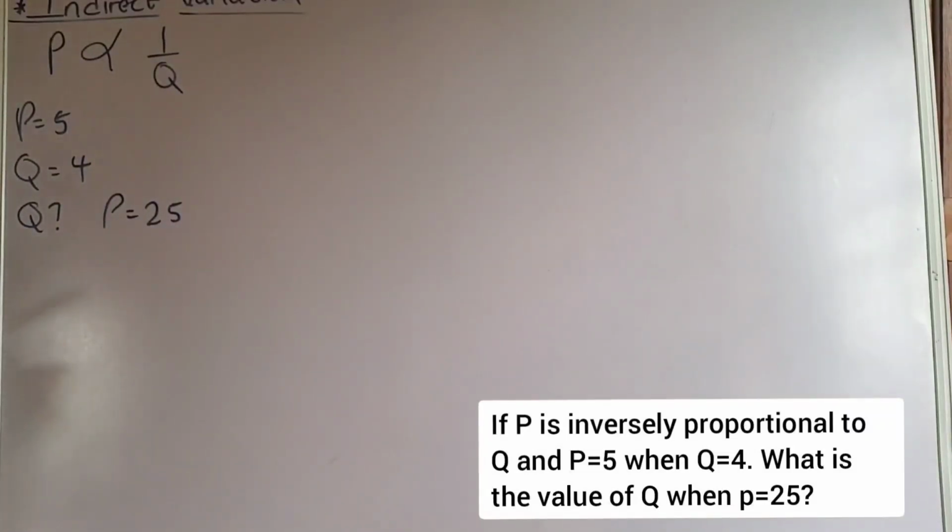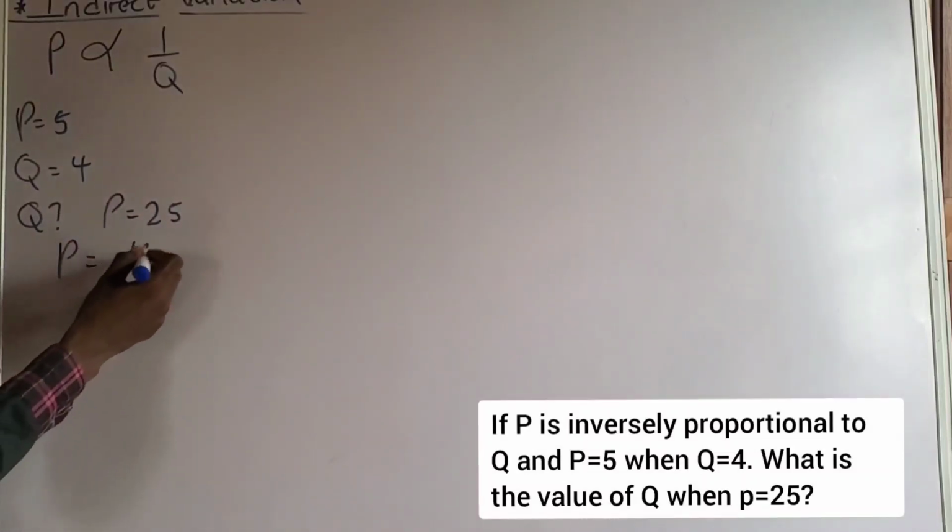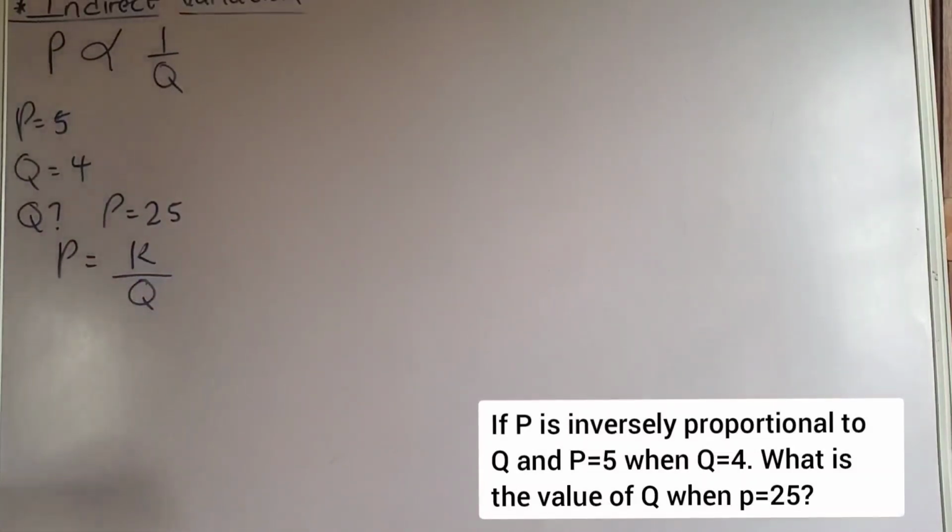Well, to solve this question, the first step is that you have to change this variation sign to an equals sign. So we are going to have P equals K over Q, where K is the proportionality constant. Don't forget, we've learned that in our previous class. If you missed that class, kindly check the description or the first comment and click on that link to watch the full class of this video.